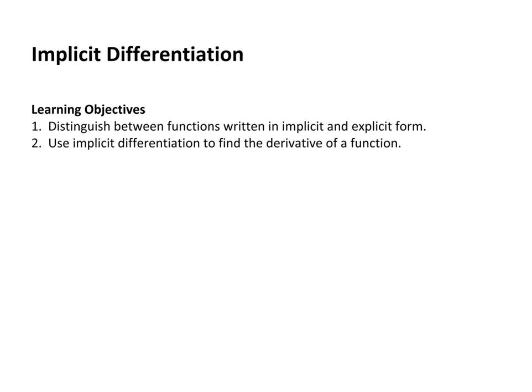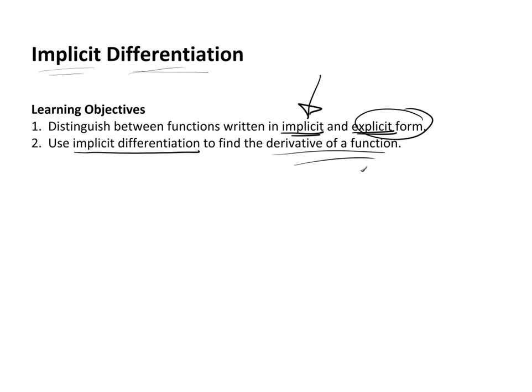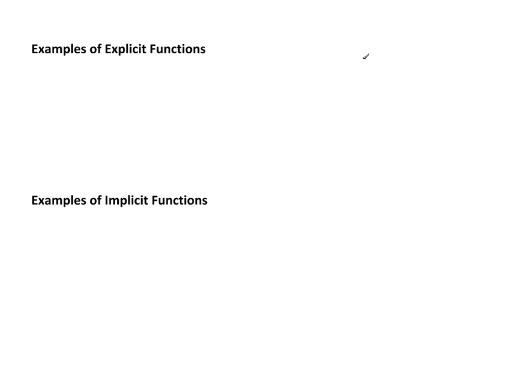For the next several videos, we're going to be taking a look at what's known as implicit differentiation. Specifically, what we want to get out of here is to distinguish between functions that are written in both implicit and explicit form. We're used to the explicit form. We need to introduce this idea of an implicit form. And of course, we want to use implicit differentiation to actually find the derivative of a function that's written in implicit form. So let's take a look at a couple of examples of functions that are explicit.